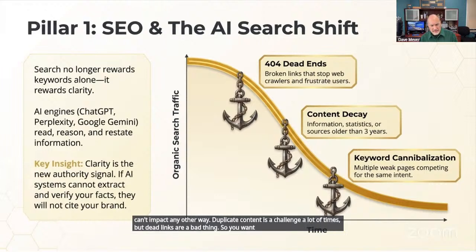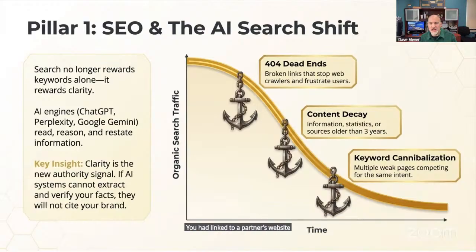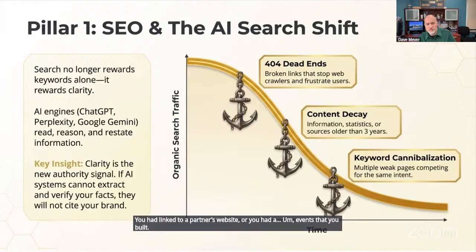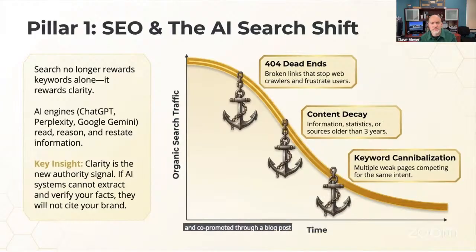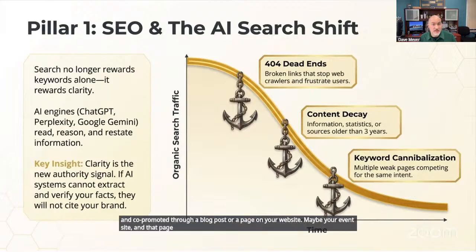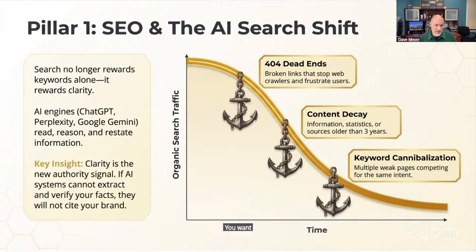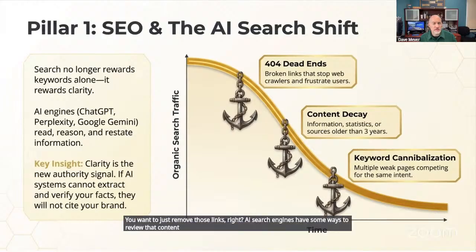So you want to make sure that if you had linked to a partner's website, or you had an event that you built and co-promoted through a blog post or a page on your website, maybe your event site, and that page is gone now because the event was a year ago or 5 years ago, I've seen huge delays in timing, you want to just remove those links, right? AI search engines have some ways to review that content, and you'll get devalued if there's a lot of just dead stuff on your website.